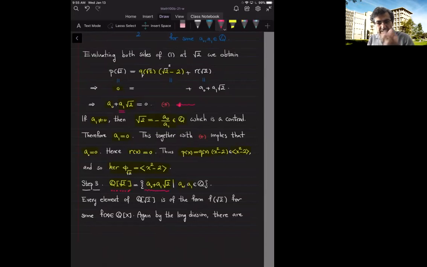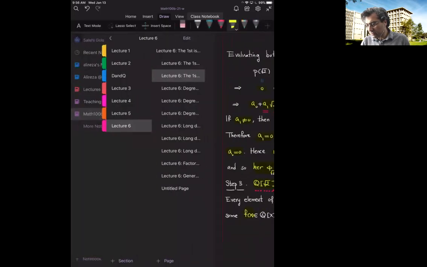That means I'm picking an arbitrary polynomial f. I'm evaluating it at root 2. Okay, so that's my polynomial f, and I'm evaluating it at root 2. Now, the key tool is again long division. So we again use long division in order to answer this question.